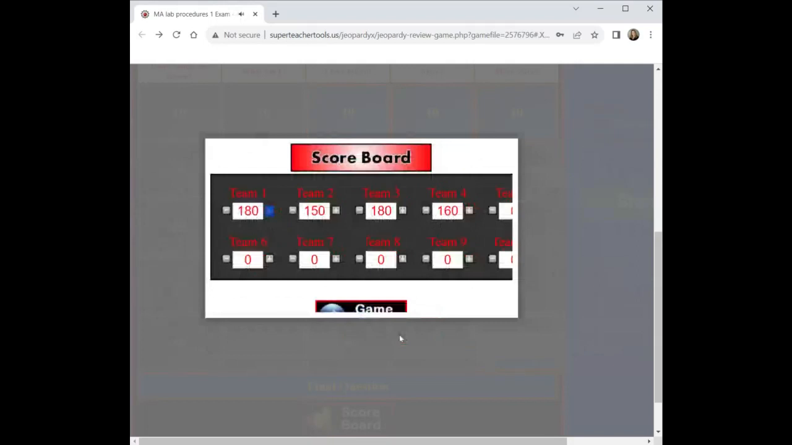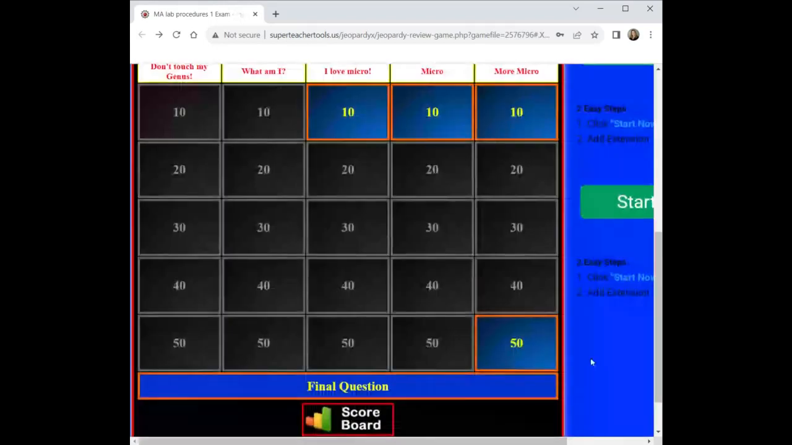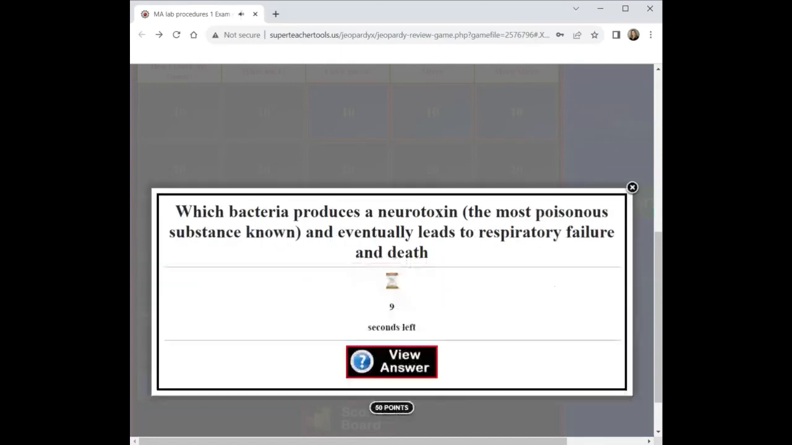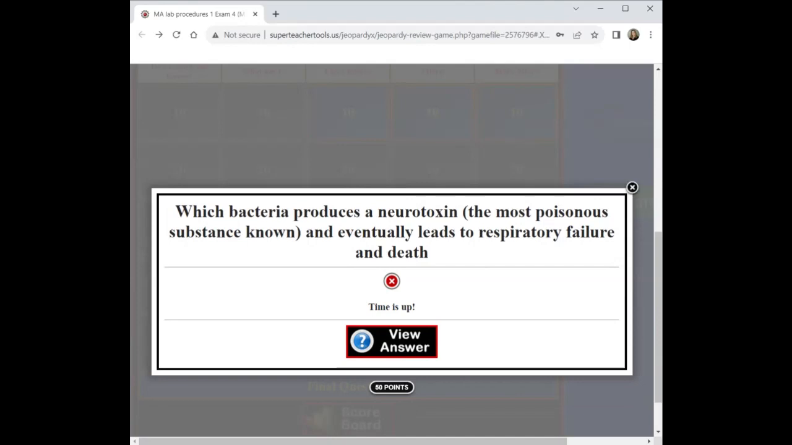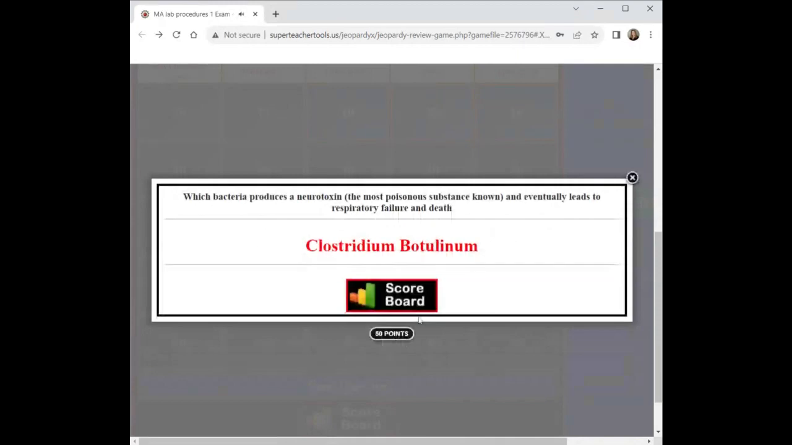Why didn't that go? There we go. All right, team 2, Courtney. How about the micro one for 50? What bacteria produces a neurotoxin? It's the most poisonous substance known and eventually leads to respiratory failure and death. Is it Clostridium botulinum? Clostridium botulinum, yep. Okay.